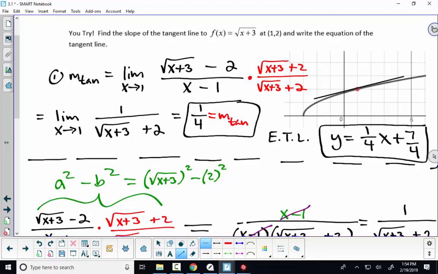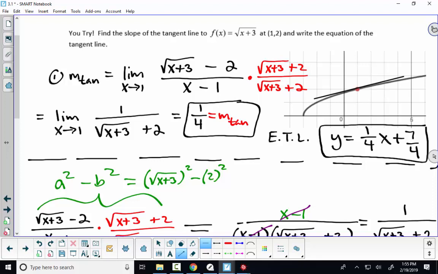Do you have to carry over the limit as x approaches, to the tangent and the y, or the equation of the slope? You mean, like, y equals 1/4 x? This limit over here? Yeah, do you have to bring it over and say, like, limit as x approaches 1, y equals? No. Okay. So the limit is specifically designated to give us the slope. Once we have that slope, then we're just plugging it into that formula.